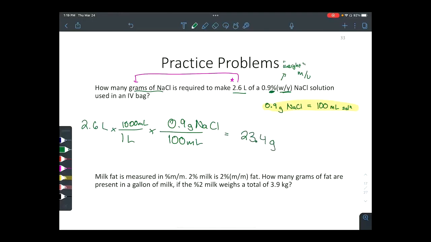23.4 grams. So what should I have for sig figs? I'm going to say it's 3. This should really say 0.90%, so I'm going to say this is 3 sig figs. So 23 grams of NaCl.